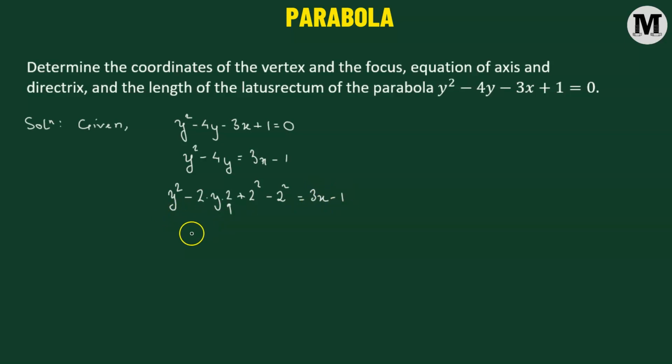Now the first three terms are nothing but y minus 2 whole squared. So we have negative 2 squared, that's negative 4. So we're going to transpose negative 2 squared to the right hand side and combine with negative 1 to get positive 3. So we have 3x plus 3. Now we're going to take 3 as the common factor on the right hand side. So we have 3 times x plus 1.